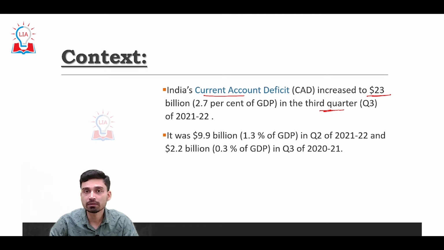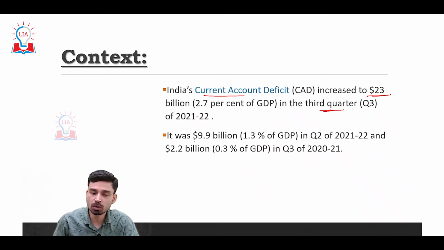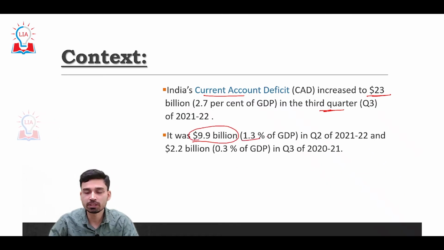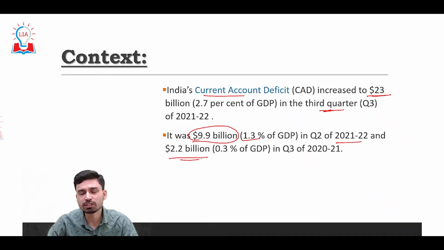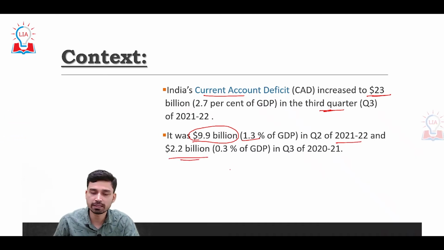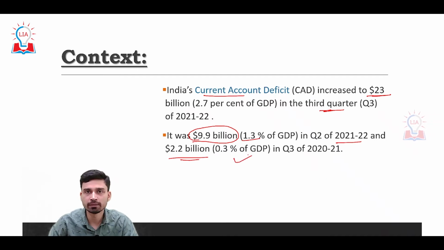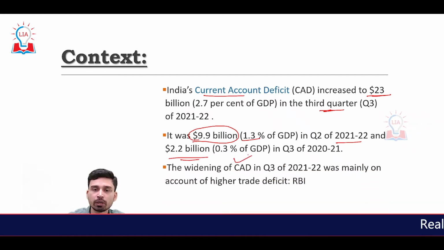If you compare this quarter's figure with the last two quarters, we see that in the last quarter the deficit was almost $9.9 billion, 1.3% of GDP, while before that, in the second quarter, the deficit was just $2.2 billion, that is 0.3% of GDP, in the previous financial year of 2020-2021.